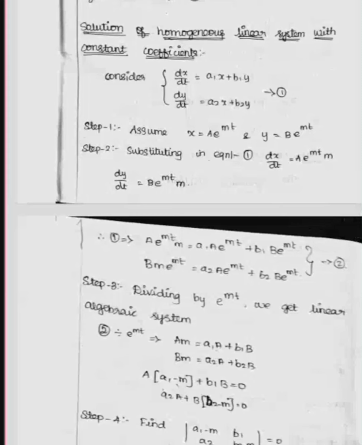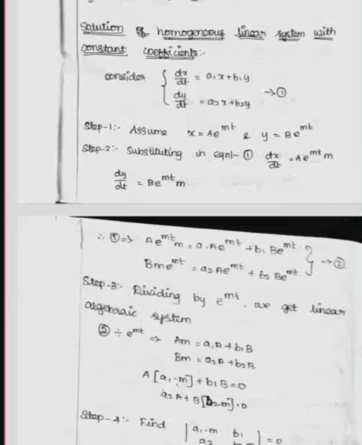For that, you take Am to the right hand side: A into a1 minus Am plus b1 B. Taking out capital A as common, the remaining term is (a1 minus m) within brackets, plus b1 B equals 0. Similarly, you take the term Bm to the right hand side, so a2 A plus, taking B common, (b2 minus m) B equals 0.